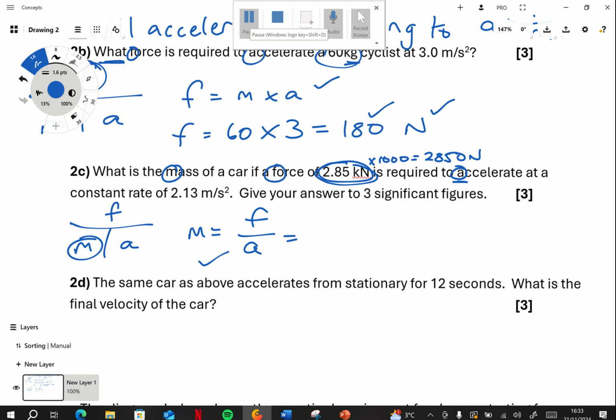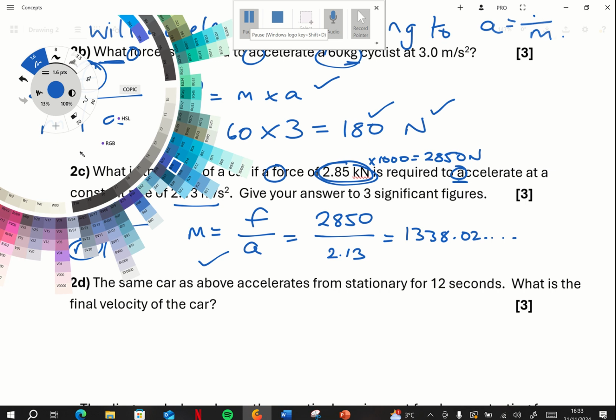That's going to equal the force. And we've got to remember to use the unit change. So that's 2850 divided by the acceleration that we're given, 2.13. I'll get a calculator, bear with me. 2850 divided by 2.13 equals 1338. So it equals 1338.02 and lots of other numbers, but I'm just going to change my pen colour there.